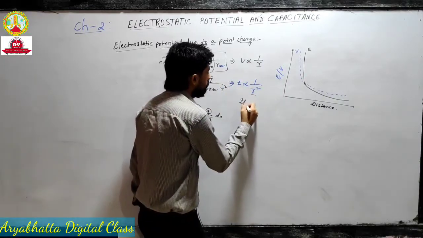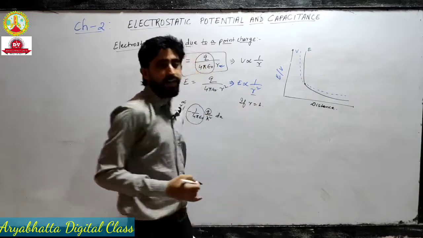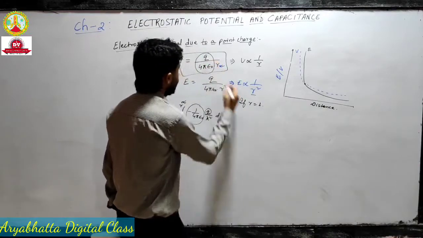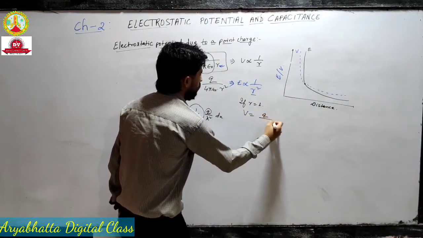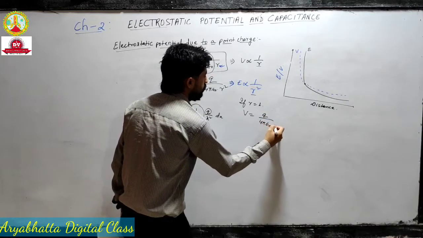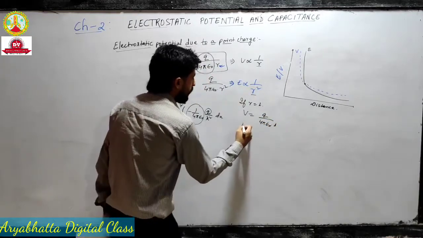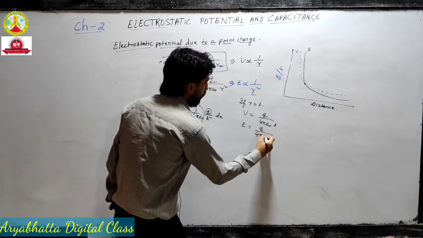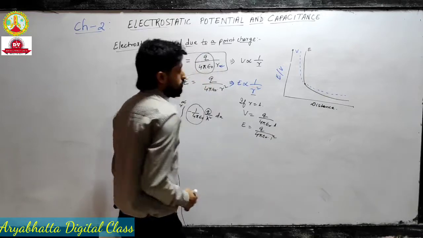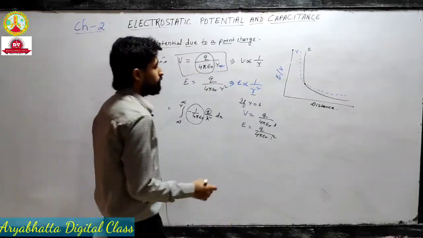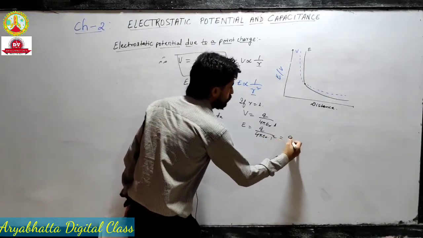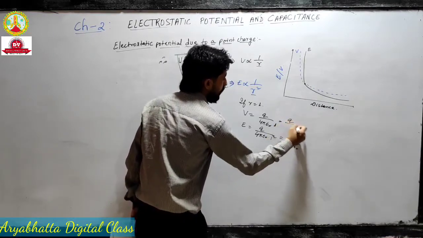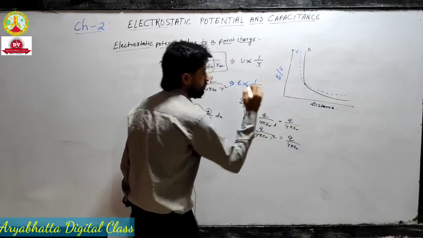But if R is equal to 1, if I take R equal to 1, see what we will get. Put it here, you get V is equal to Q by 4 pi epsilon naught into 1, right? And if I put the value of R in the electric field, what will I get? Q by 4 pi epsilon naught into 1 square. See, 1 square is nothing but 1 only. So Q by 4 pi epsilon naught. And this will also be Q by 4 pi epsilon naught.